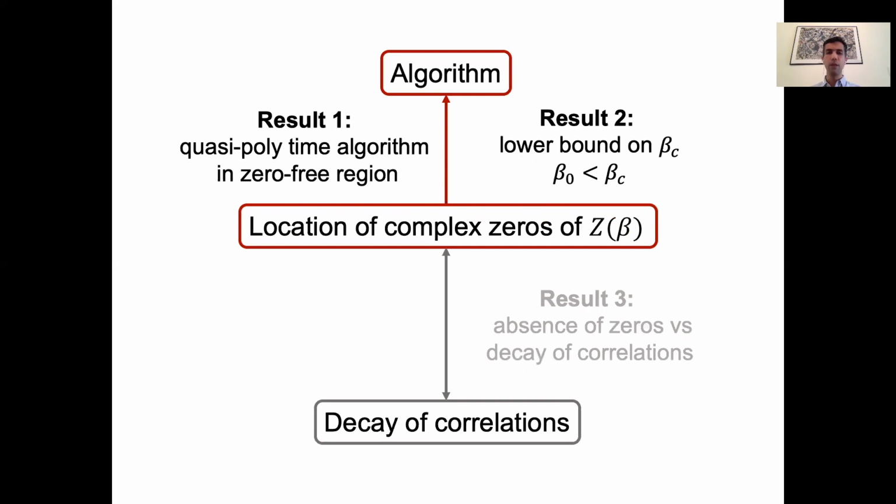Right. So far, we've only considered the complex zeros. But in our next result, we look at the connection between the zeros and the decay of correlations in the Gibbs state.